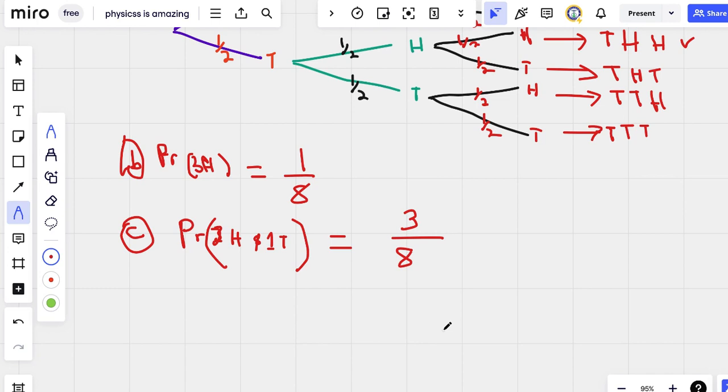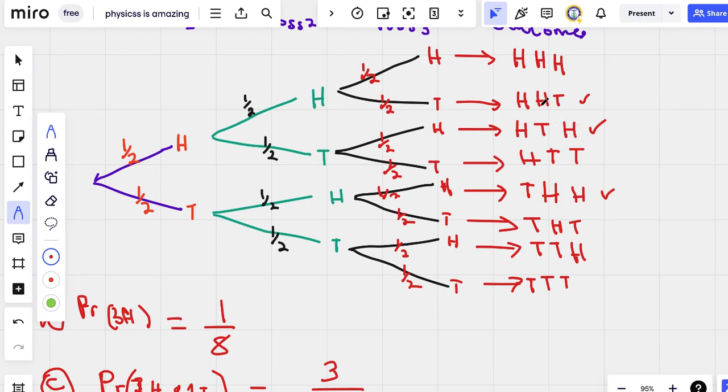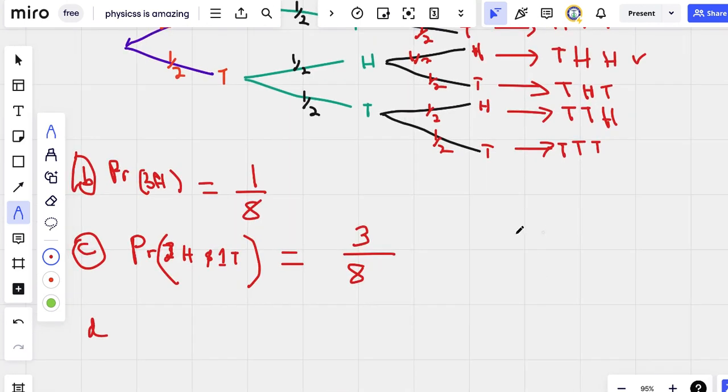Then the next part of the question says, what's the probability of getting at least 1 head? Okay, this is similar to what we've done before. At least 1 head, count the ones that have at least 1 head. There's 1 head here, we count. There's 1 head here, we count. There's 3 heads here, we count the 3 heads or 2 heads, but it must have at least 1 head. So it's 7. So we say probability of at least 1 head is 7 over 8.